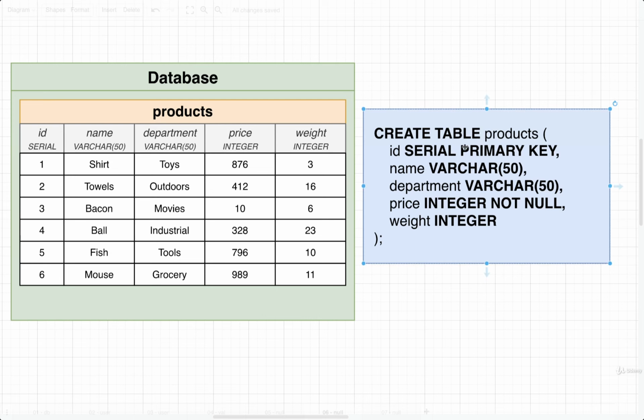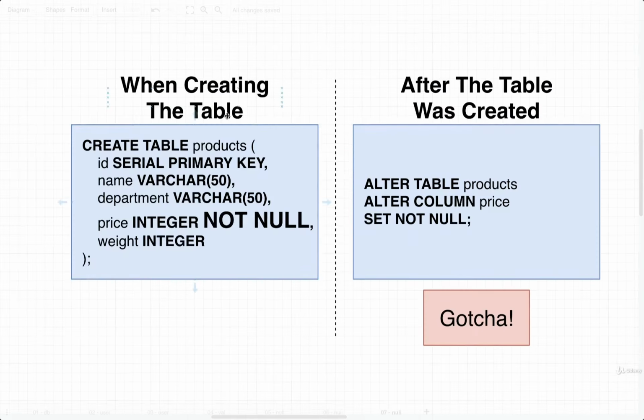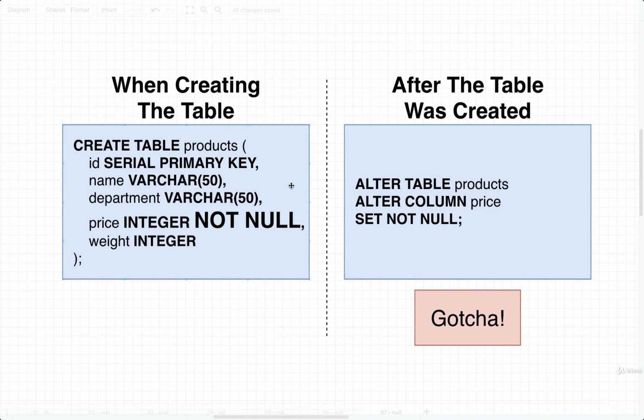We can either update the create table statement. So notice that on price right here, we say price integer, not null. That means that if we ever try to insert or update a value or a row inside this table, where the price will end up as null, we'll end up with an error. So we can add this rule onto a particular column, either when we first create the table or after the table was created.